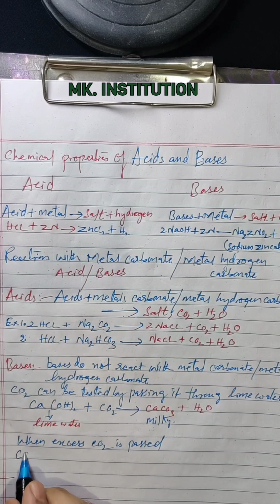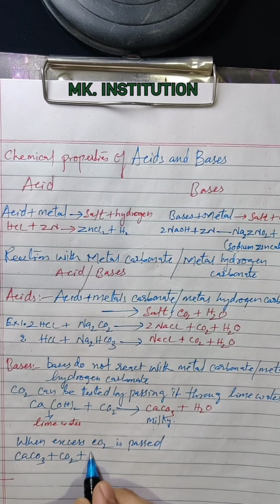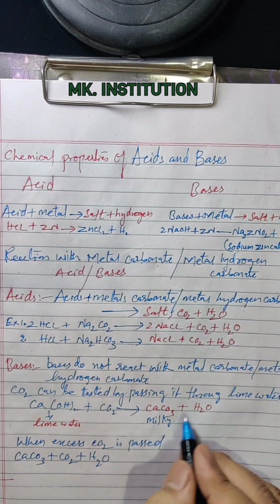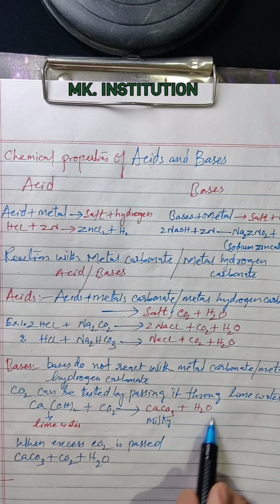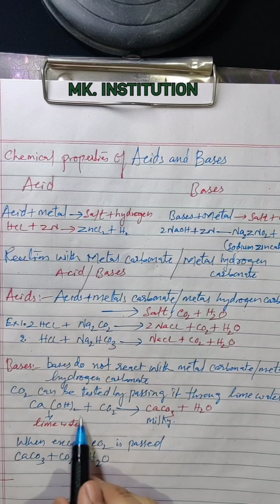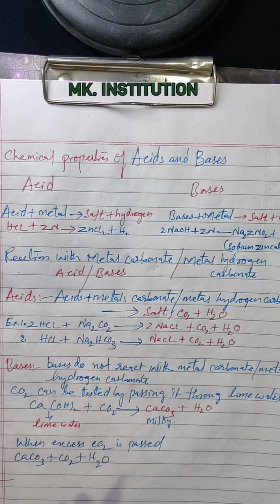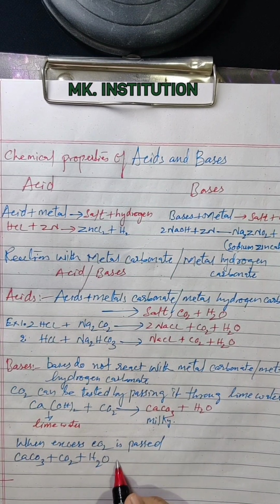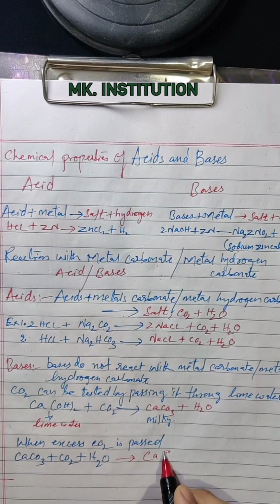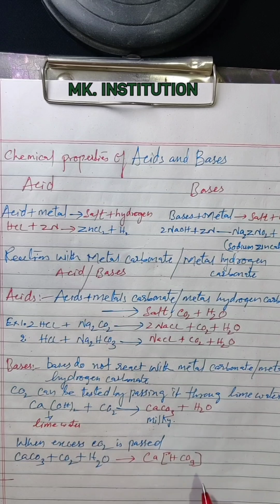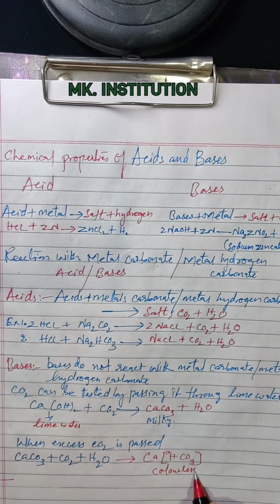So calcium carbonate plus excess carbon dioxide plus water. This reaction is already formed; once again we are passing an extra amount of carbon dioxide over this product, which now acts as a reactant. What happens? It produces calcium bicarbonate, Ca(HCO3)2. This is formed here. This is the colorless one. Clear.